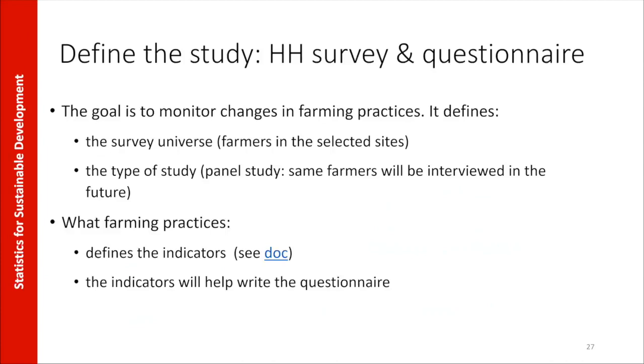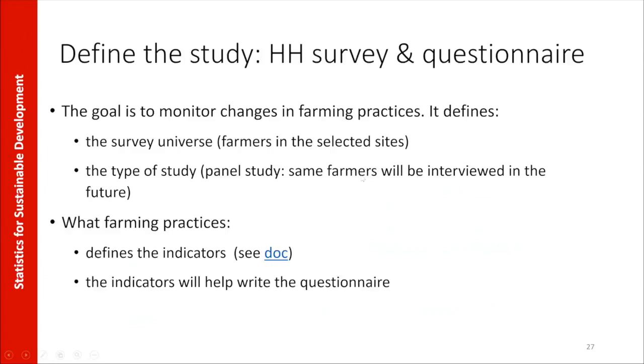And the type of study is going to be a panel survey, a panel study, which means that the same households will be interviewed at 3 different moments: initially at baseline, in the midline study after 5 years, and at the end line, after 10 years. Which means that we have to record lots of information about the household, the farmer, the location, because this will allow us to come back to this same household after 5 and 10 years.